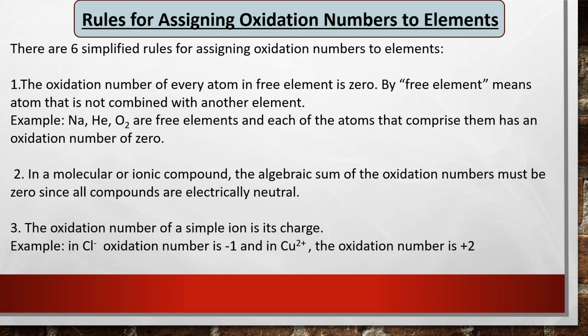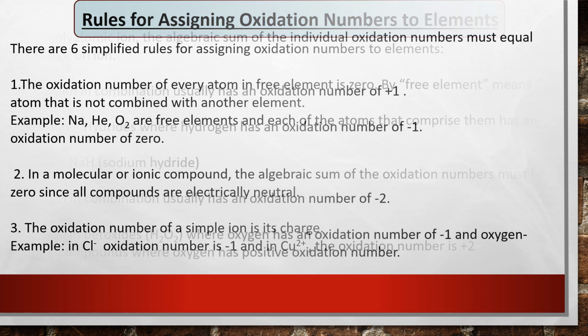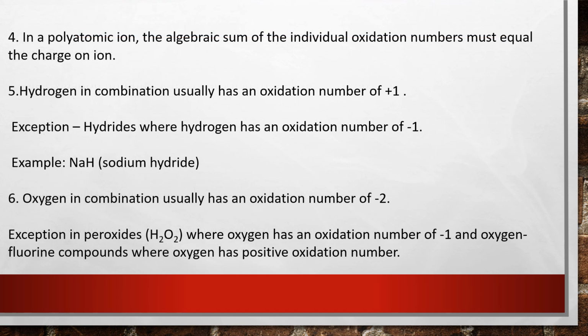of 0. In a molecular or ionic compound, the algebraic sum of the oxidation numbers must be 0, since all compounds are electrically neutral. The oxidation number of a simple ion is its charge. For example, in the chlorine ion Cl-, the oxidation number is -1, and in Cu2+, the oxidation number is +2. In a polyatomic ion, the algebraic sum of the individual oxidation numbers must equal the charge on the ion.